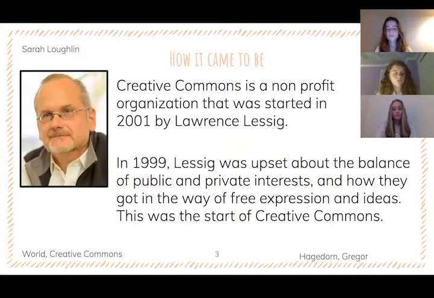So Creative Commons is an American nonprofit organization made in 2001 by Lawrence Lessig. In 1999, Lessig voiced his complaints about how he was upset with the balance of public and private interests. They got in the way of free expression and ideas. That was the starting idea of Creative Commons.